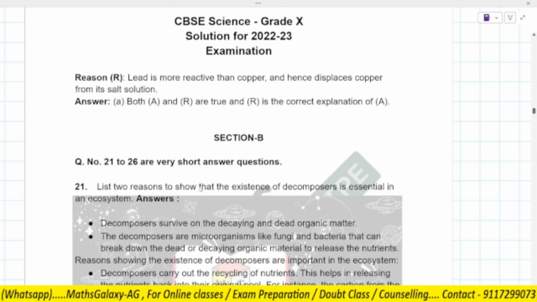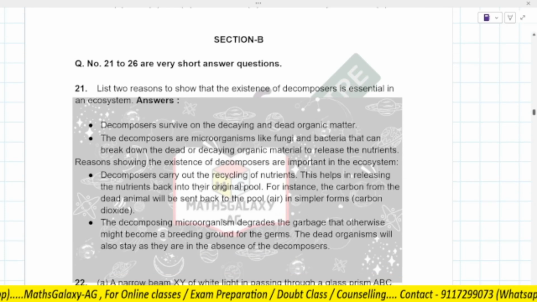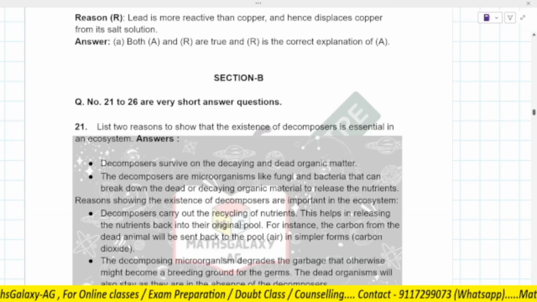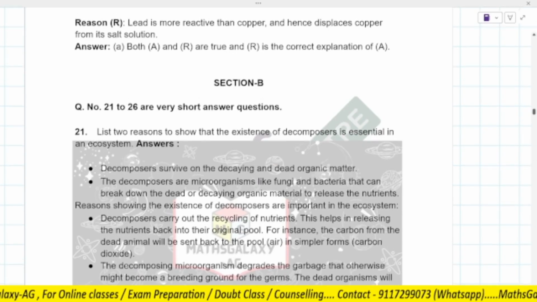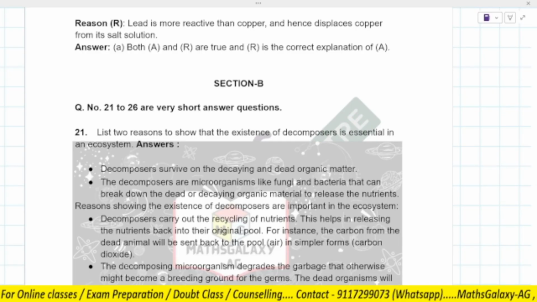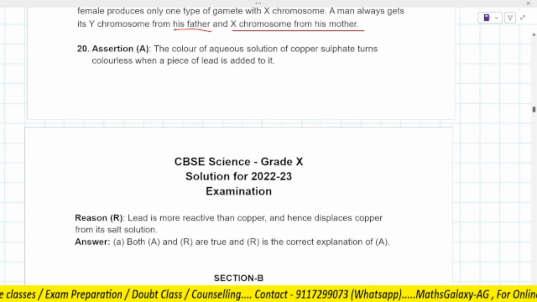Now let's see Section B. Section A has been completed. Okay. Let's see. List two reasons so that the existence of decomposers is essential in the ecosystem. Can you explain it?